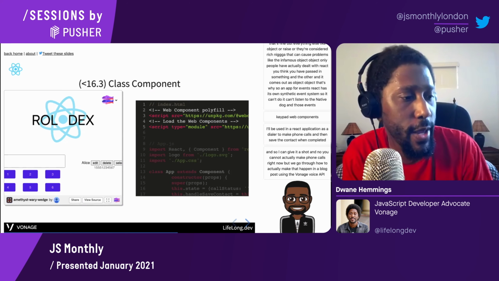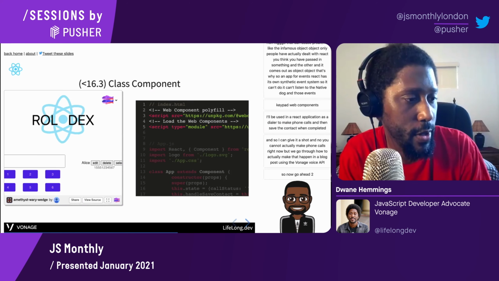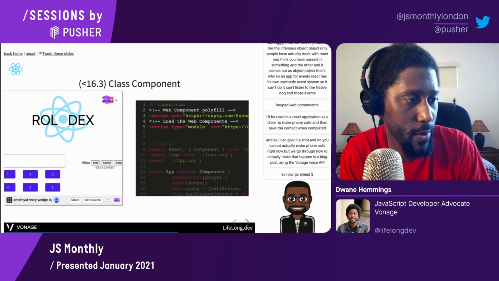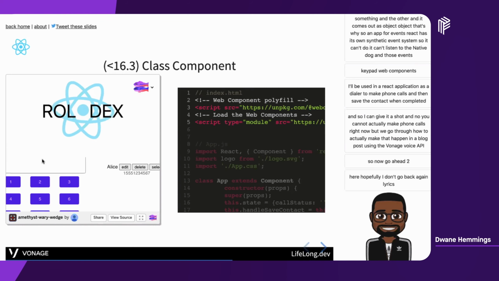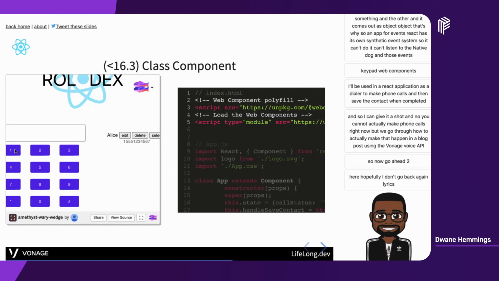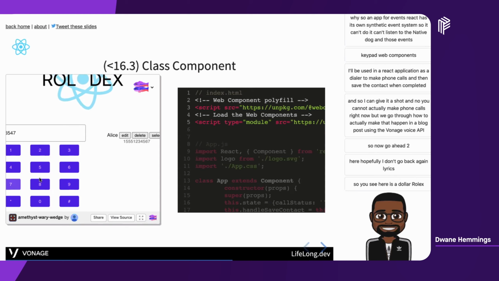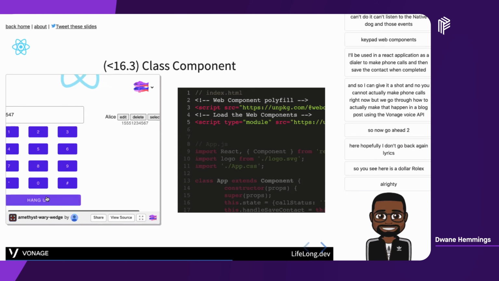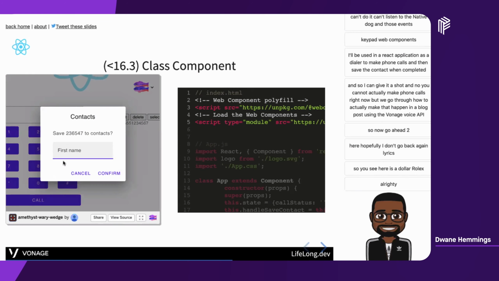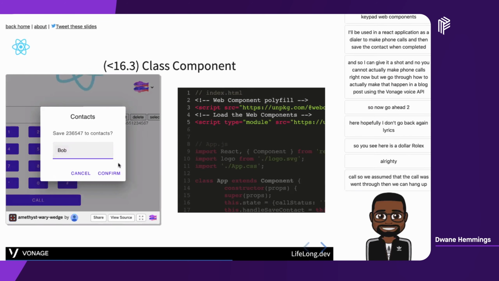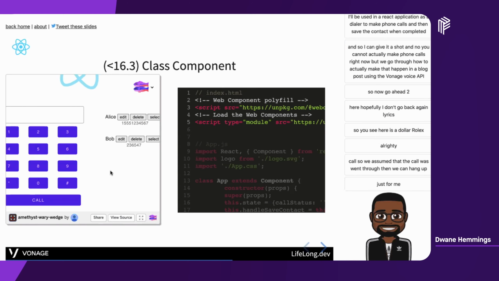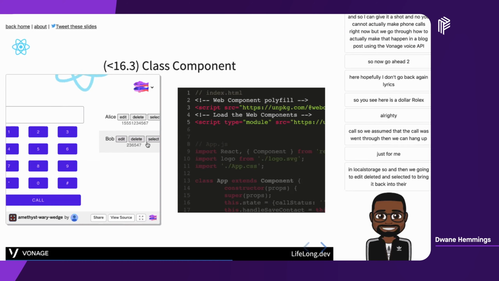So now go ahead. So let me go down here. Hopefully I don't go back again. There it is. So we can see here's the dialer in our React Rolodex. All righty. Call. So we assume that the call went through, then we can hang up and it asks us for a name. And everything is in local storage. And there we go. And we can edit, delete it, and select it to bring it back into there. Cool. So hopefully you're playing around with that.